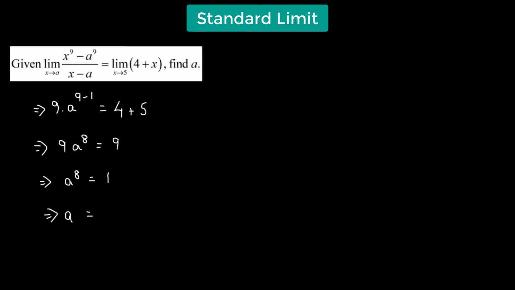So let us begin from the left hand side. We already have the given function in the standard form, so this particular limit is going to give us 9 times a raised to the power of 9 minus 1, which is equal to the limit of 4 plus x as x approaches 5. We can straight away substitute for the value of x. This is going to give us 4 plus 5, so 9 times a raised to the power of 8 equals 9. This is similar to the previous one. So we have a raised to the power of 8 equals 1. That gives us two values for a, which will be negative 1 and positive 1.